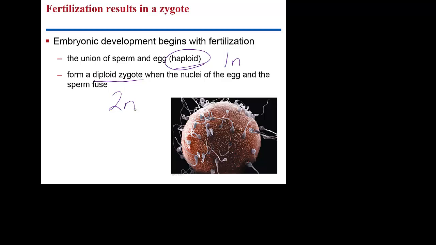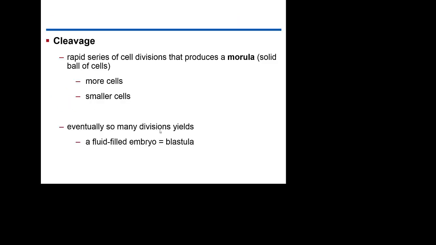2N refers to chromosome copy number that we've discussed before. In embryonic development of any animal, we look at 3 major stages: cleavage, gastrulation, and organogenesis. We'll look at each individually and their main products of each phase.